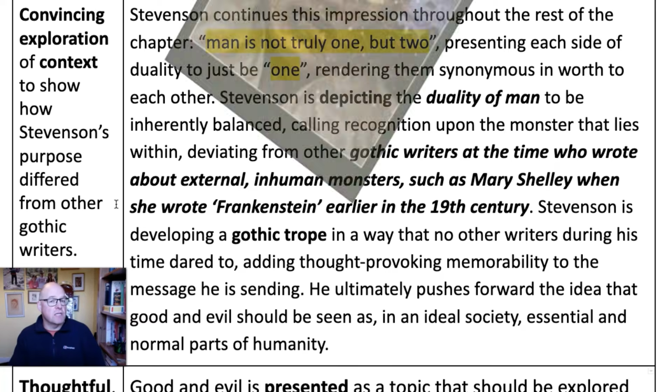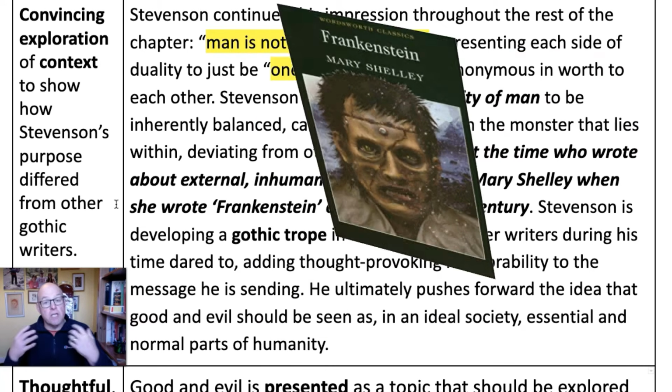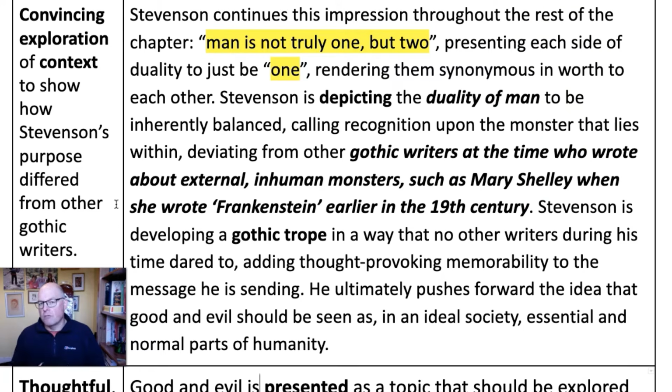So this is a really sophisticated point I hadn't really thought about, how Stevenson is having a conversation with Gothic writers from earlier in the century. And he's arguing that those Gothic monsters weren't fully human, whereas Stevenson has decided that Hyde is fully human, that the monster is within us all.